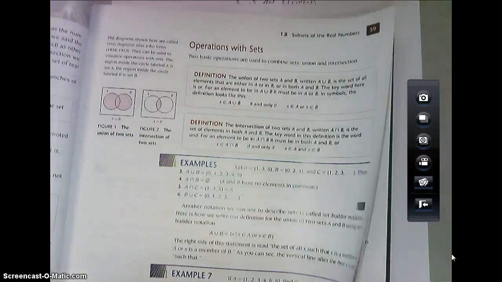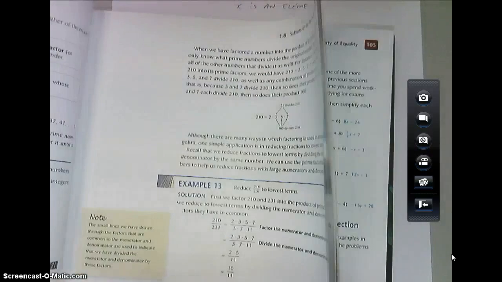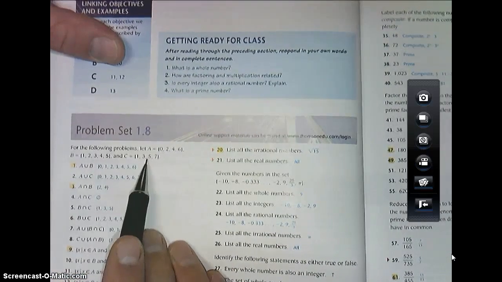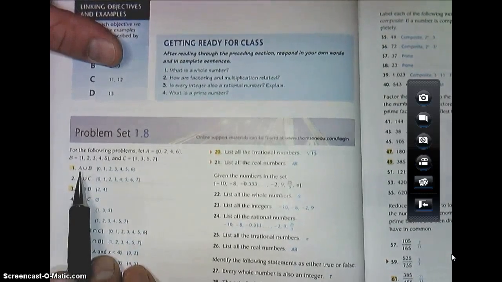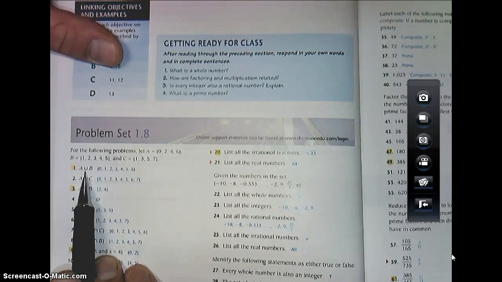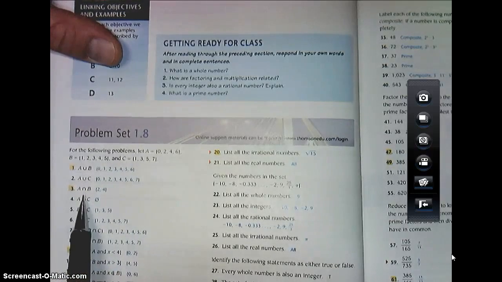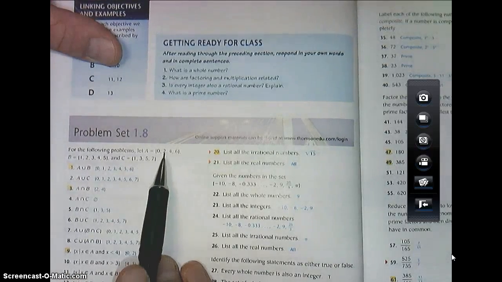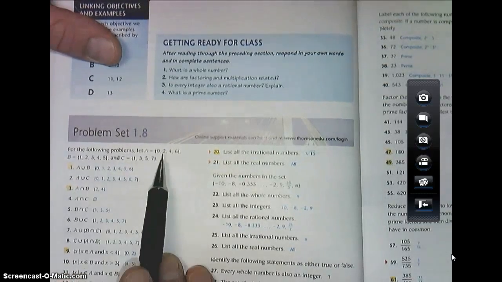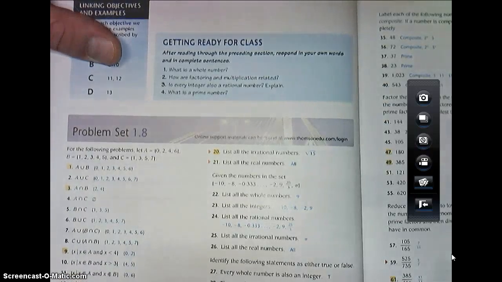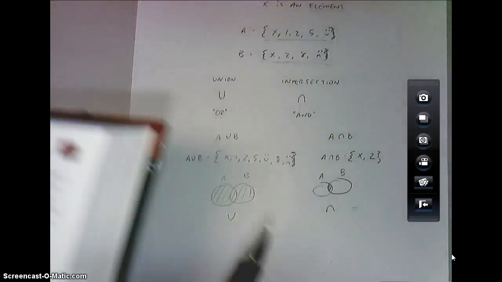Okay, so let's look back at the problems in the back of this. The very first set of problems, they say the following problems: A is this set, B is this set, C is this set, and then they start asking, okay, what's the union of A and B? So you list everything that's in A, everything that's in B. What's the intersection of A and B? You list only the things that show up in both A and B. 2 shows up in both A and B. 4 shows up in A and B. And that's it. Okay?